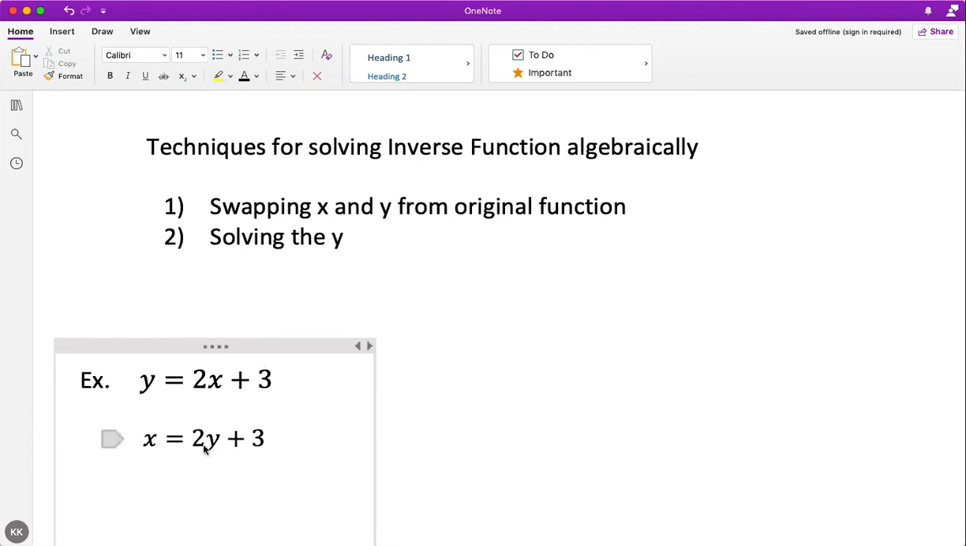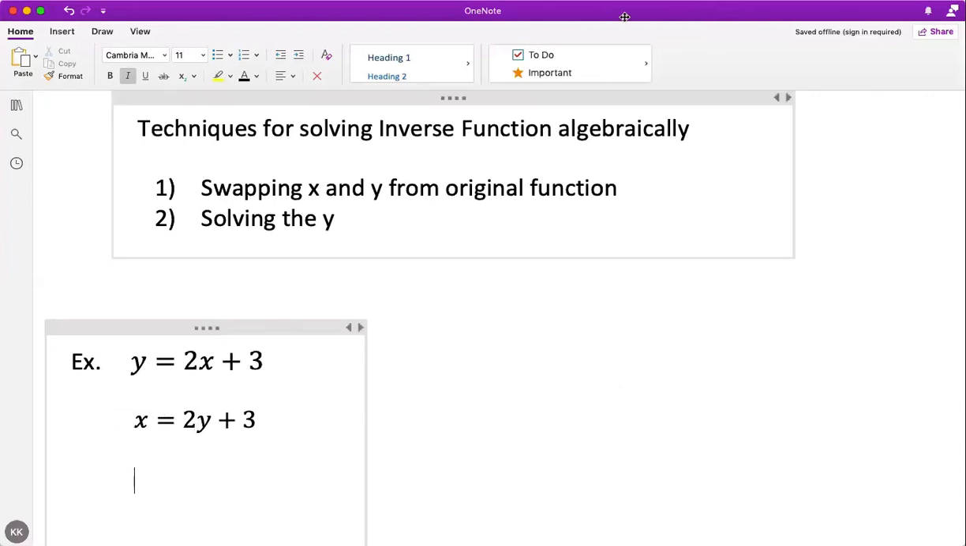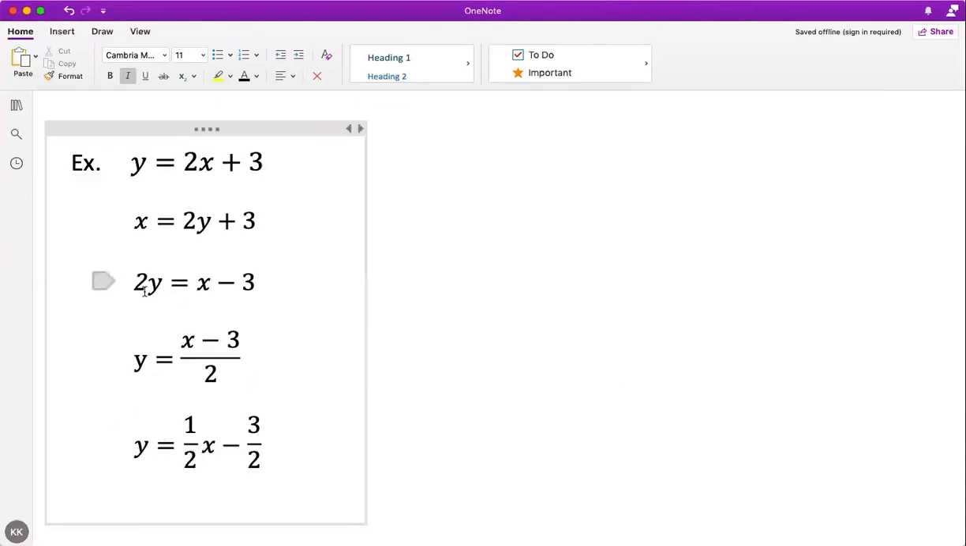Which means that I need to isolate the y and move all the numbers to the other side. In this case, I have x equals 2y plus 3, and I want to first move the plus 3 to the other side, which gives us 2y equals x minus 3. Next, I want to move the 2 to the other side as well. So we have y equals (x minus 3) divided by 2. So this is your final answer.